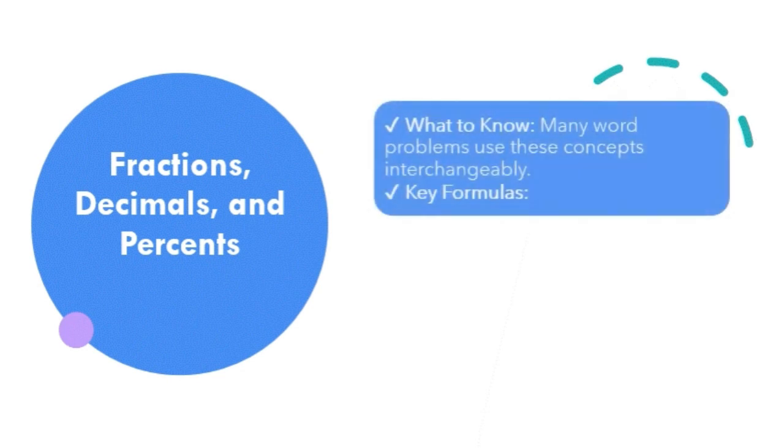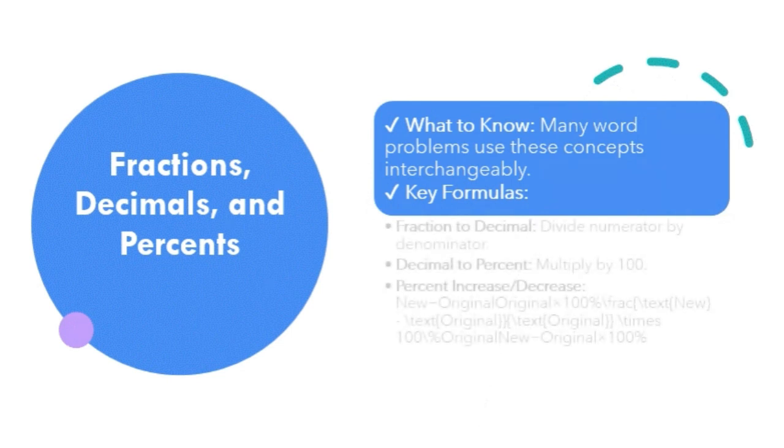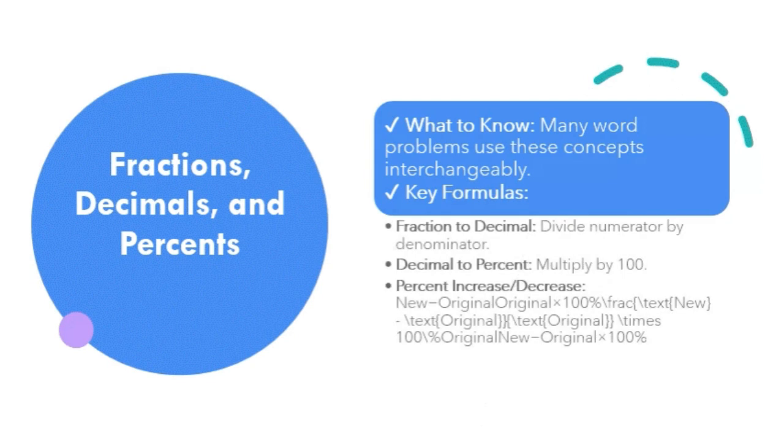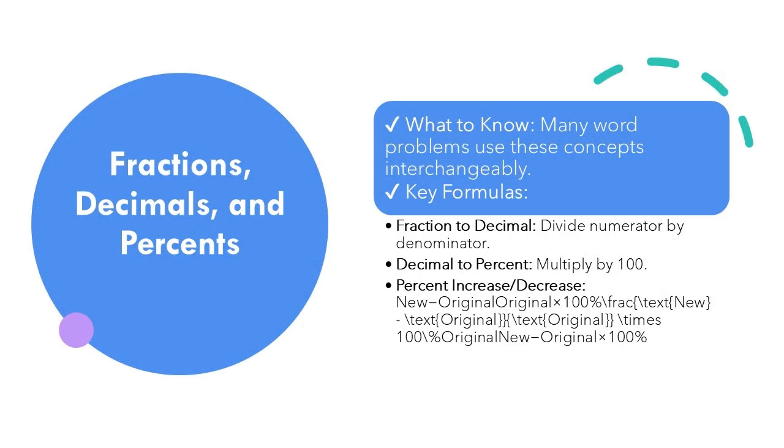Fraction to decimal? Easy. Just divide the top number, numerator, by the bottom number, denominator. So, 3/4 equals 3 divided by 4, which is equal to 0.75. Decimal to percent? Just multiply by 100. If you have 0.75, that's 0.75 times 100, which is equal to 75%.